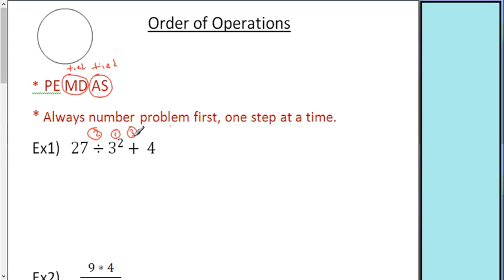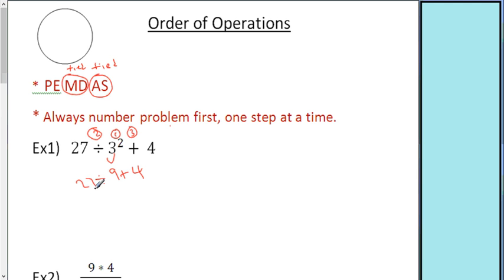So now, I have 27 divided by 3 squared plus 4. Remember, the first thing I do is number the problem. I'm going to do the square first, then I'm going to divide, then I'm going to add. So in this case, I'm going to square it first. 3 squared is not 6, so be careful with that. It's 3 times 3, which is 9. You're going to do one step at a time. So 3 squared is 9, and everything else comes straight down. So the plus sign comes straight down, the 4 comes straight down, the divide sign comes straight down, and the 27 comes straight down. Okay?